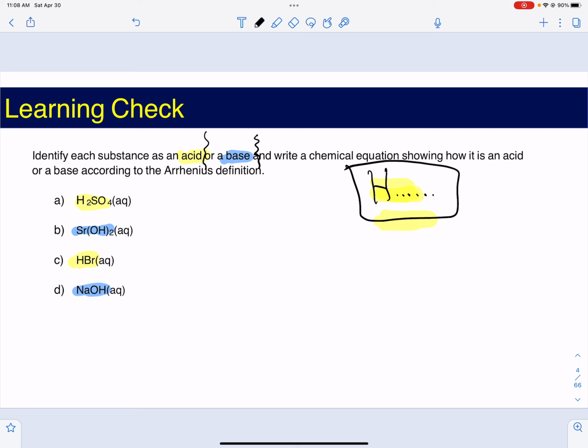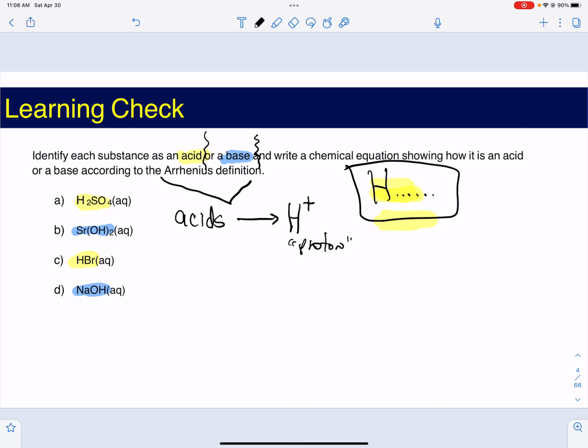Write a chemical equation showing how it is an acid or a base according to the Arrhenius definition. For us to do that, we have to understand what the Arrhenius definition is. The Arrhenius definition tells us that acids produce H+, which is also known as a proton. And it's very interesting to know why we call this a proton, right?